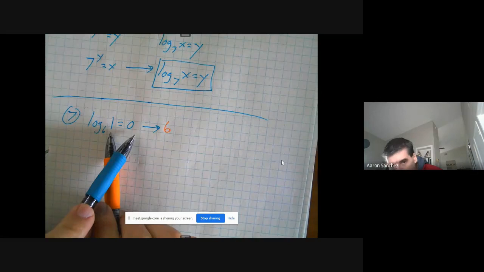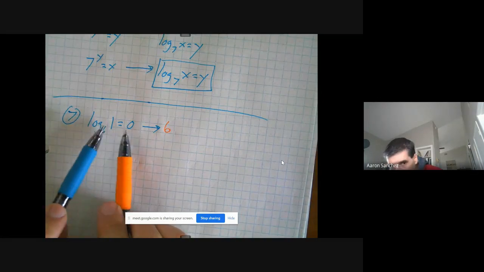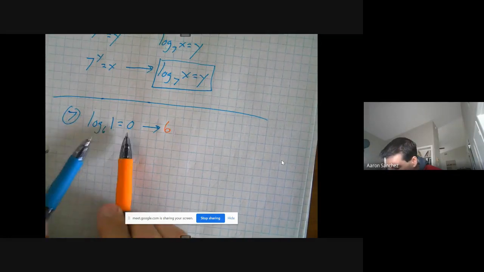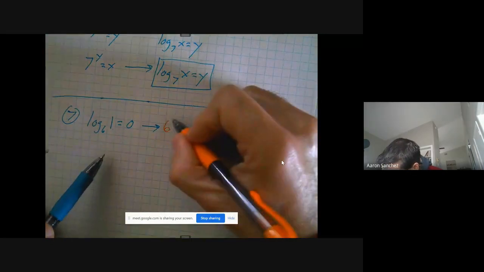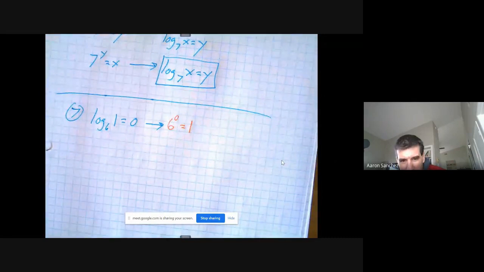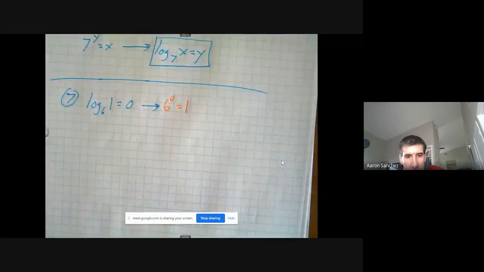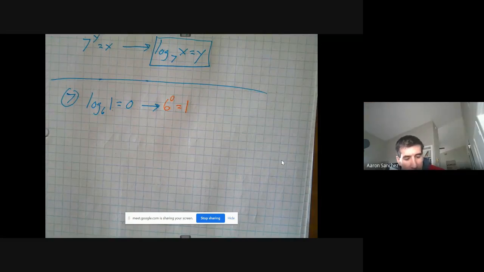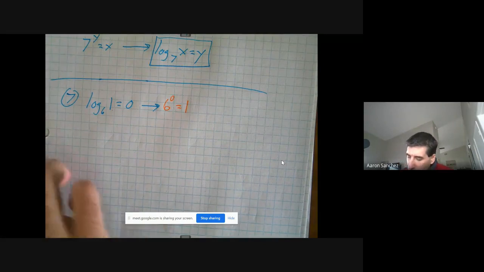Okay. So now remember, as long as the equals is on this side, all you've got to do is go like this. See the 1 and the 0? Can you see my pen? You just go flink, and you switch them. So instead of log 6, 1, 0, you go 6 to the 0 equals 1. Okay? Anyway, thank you so much, Angel. Does it make sense? Is 6 raised to the 0 power equal to 1? Yes, it does.